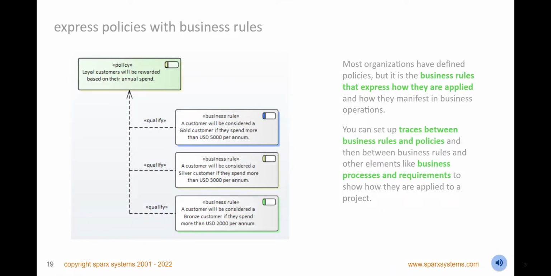Express your organization's policies by defining business rules that express their application and how they manifest at a business operation level. Use Enterprise Architect's powerful tracing ability, and show how business rules relate to policies using tools like diagramming, matrices, traceability, and reports.